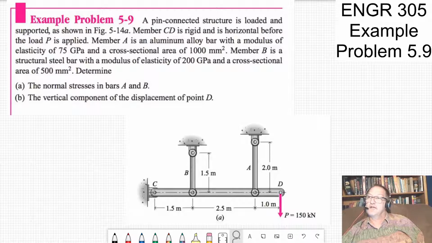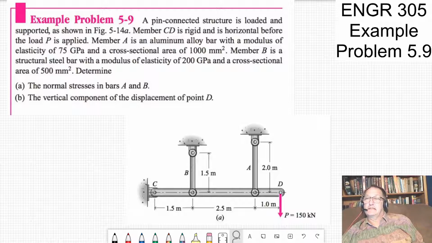Engineering 305, example problem 5.9. This is another statically indeterminate problem with axial loading. What we've got is a structure now that's got some stuff going on. We've got some transverse loading. We've got a moment. So let's read the problem statement.